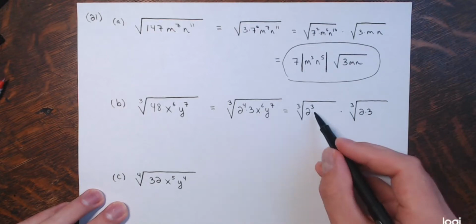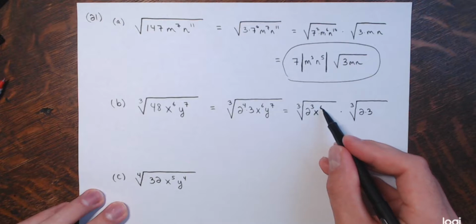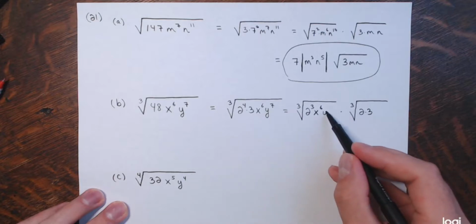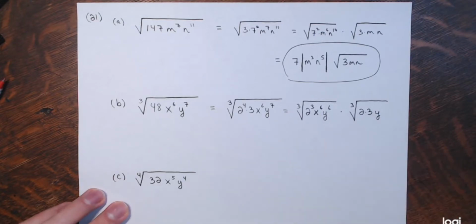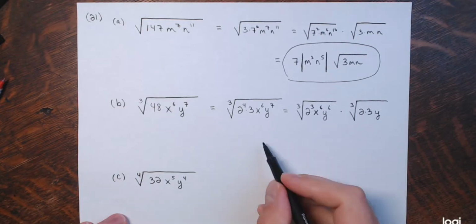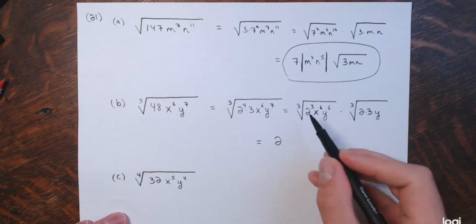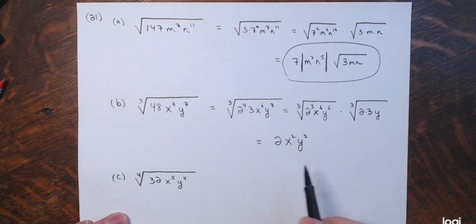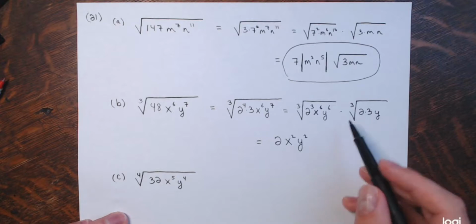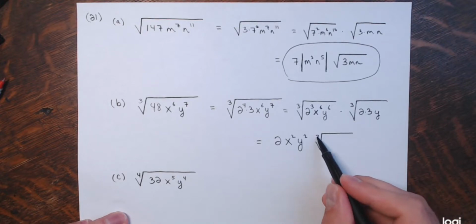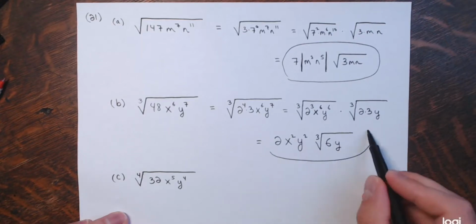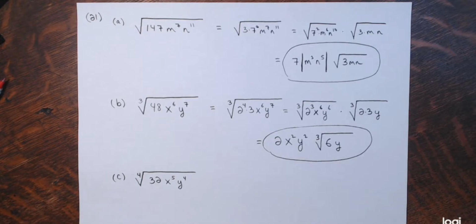X to the 6th is a cube, right? That's a power that's a multiple of 3. That'd be x squared cubed. And then y to the 7th you can break up as y to the 6th, a cube, times y to the 1st. And the cube root of 2 cubed is 2. The cube root of x to the 6th would be x squared. The cube root of y to the 6th would be y squared. And because it's an odd root, I don't have to worry about absolute values at all, no matter what the powers are. And then times the cube root of the non-cubes, right? 2 times 3, though, is 6, and then you have y, right? The cube root of 6y. And you have 2 times x squared times y squared out in front.